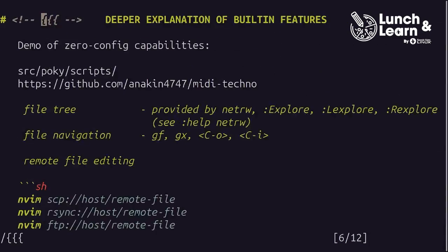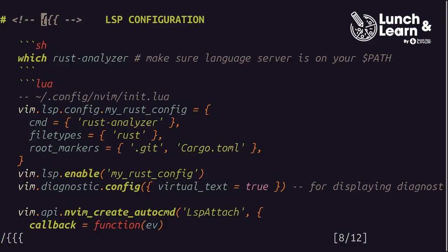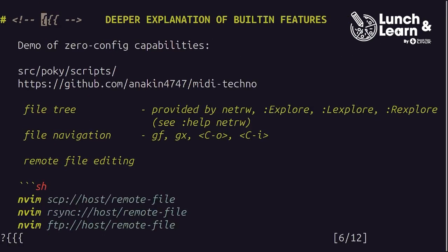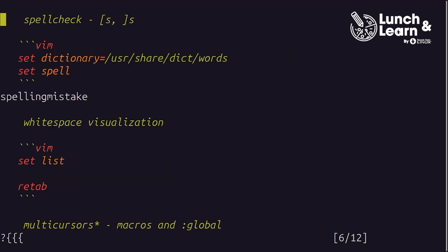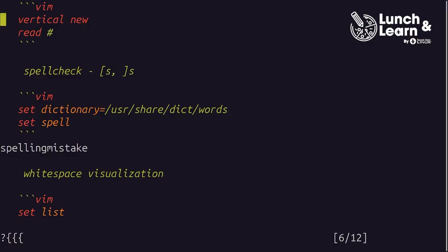All right, where was I? See, I love ranting about Neovim. All right. So, nearly done with the in-editor zero config part. All right, now spell check.